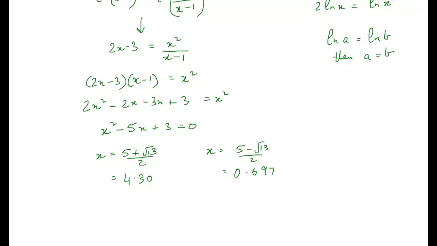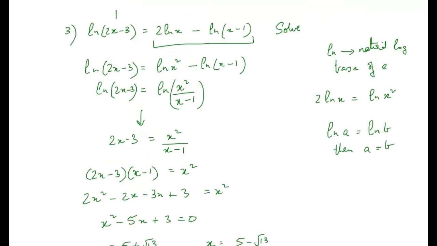Okay, so now I have to cross check with the original equation, and ensure that none of the log values is negative. Okay, so if I put 4.3 into this, 2 into 4.3 minus 3 will definitely give me a positive number, so that's valid. Log of 4.3, I will get a value, and log of 4.3 minus 1 is positive, so that is also fine.